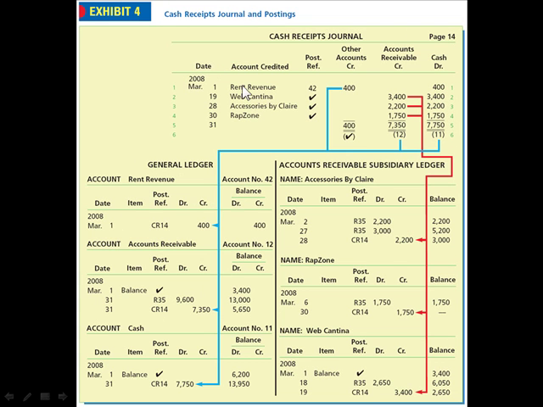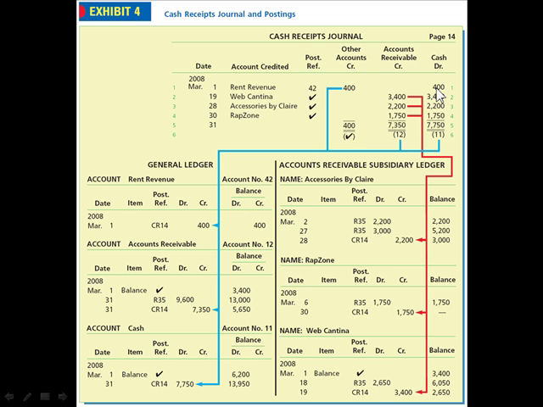Okay, then on the other side, when people start paying you, here's your cash receipts journal. So here's your amount of cash that they paid on those amounts that you originally charged. So here's $400 of rent revenue. Cantina paid $3,400. Accessories by Claire paid $2,200. And Wrap Zone paid $1,750. So if you come down into the accounts receivable subledger, you see that each of the amounts posted: here's the $2,200, the $1,750, and the $3,400.